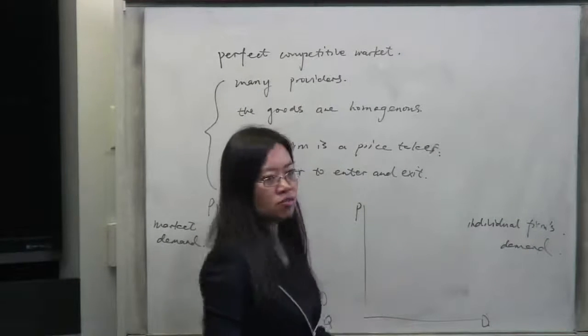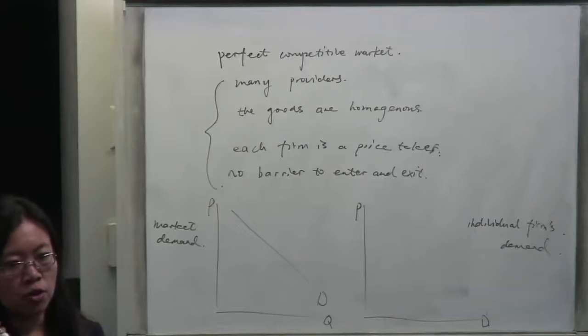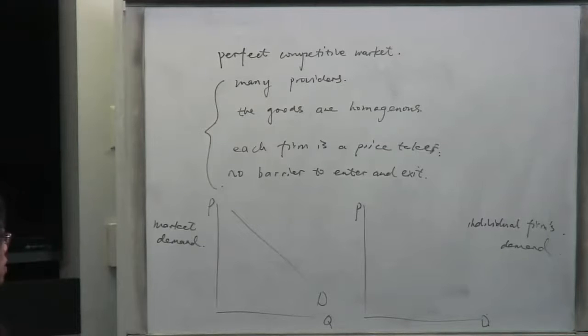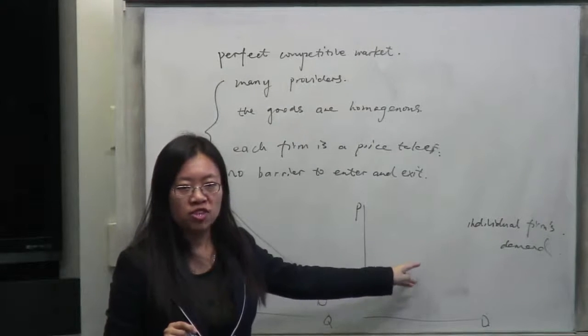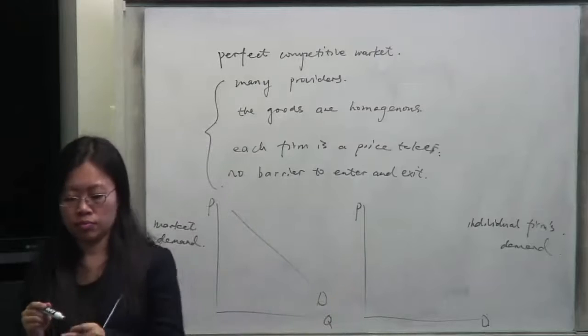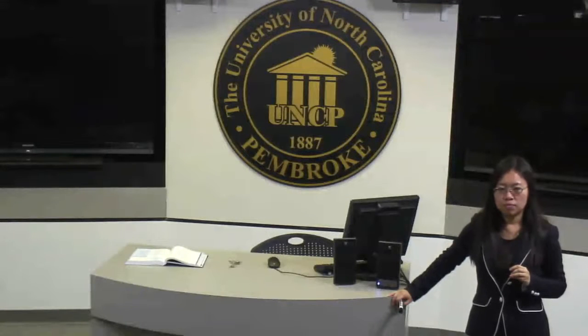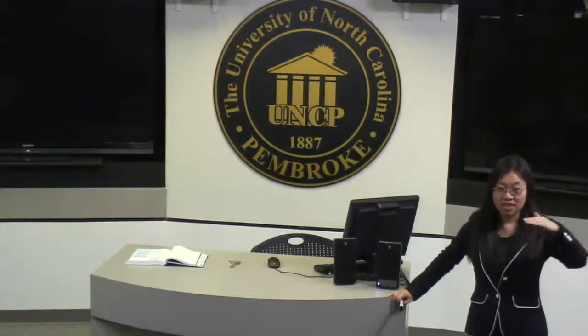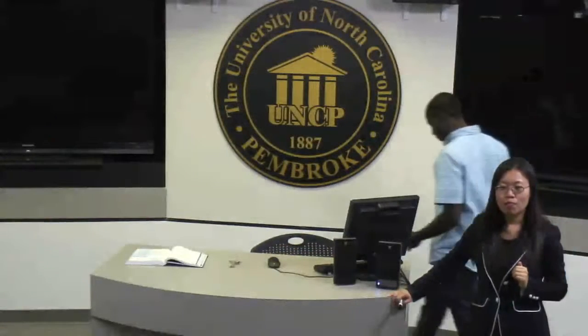Now, what if I want you to draw the demand faced by a particular firm? This is the whole market demand, but this demand shows the demand faced by an individual firm. Flat, like that? Horizontal. Horizontal is elastic and vertical is inelastic. So which one is it? It's the horizontal one.